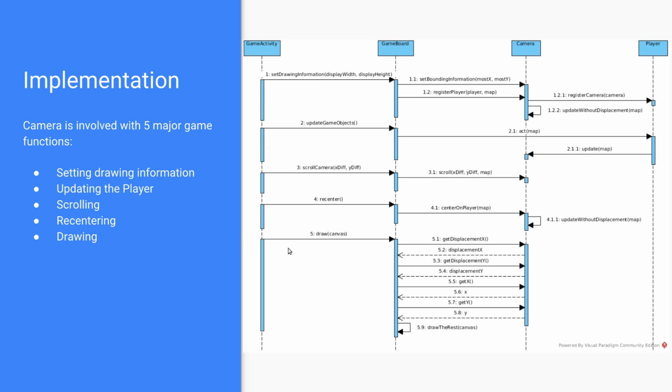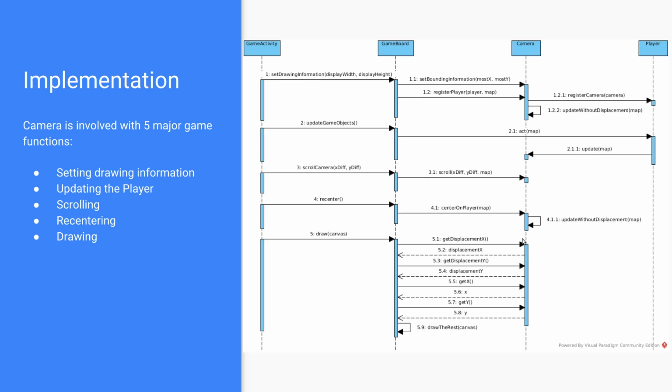Lastly is the drawing. When the game activity decides that it's time to draw again, it will call draw on the game board, and the game board is in charge of the drawing, but it gets all of the drawing information from the camera. It will get its displacement x, which is the subtile offset between tiles. There could be a half value because you could have scrolled half a tile. Displacement is just for if you scroll, and it deals with half tiles and subtiles.